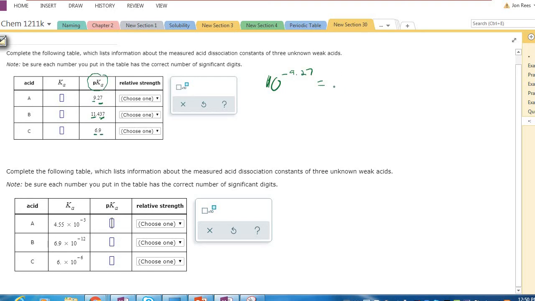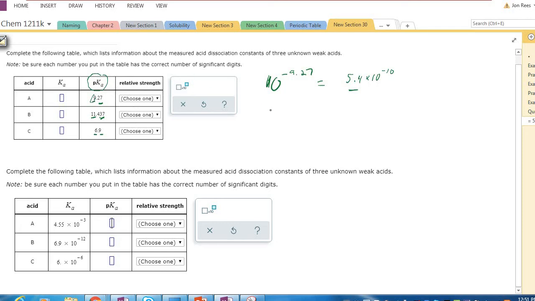So when I do that particular problem, I get 5.4 times 10 to the negative 10th. That's what I get for the Ka. I have the right number of sig figs. It should have 2. This is not a log scale, so you don't have to worry about the decimal, but when we have a P in front, a pKa, a pH, pKb, pOH, those are log scales, and so we ignore the digits before the decimal.